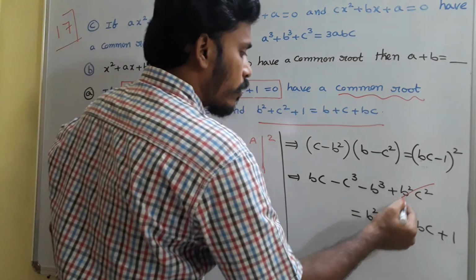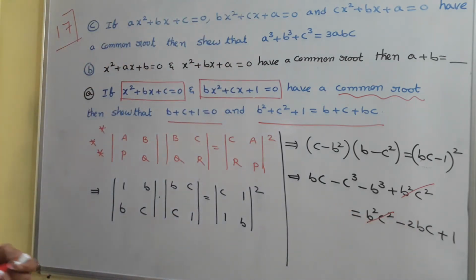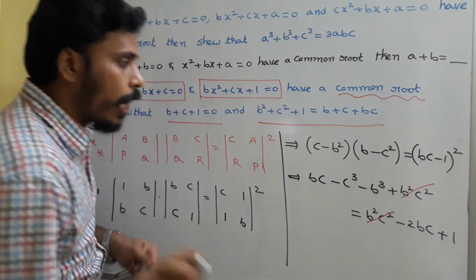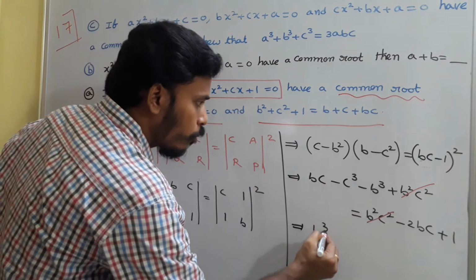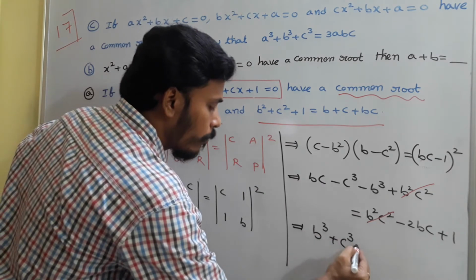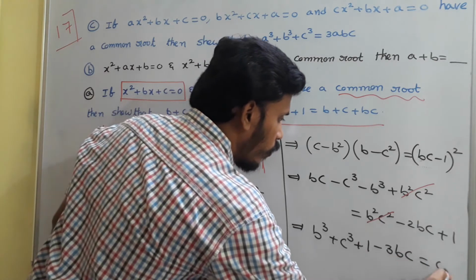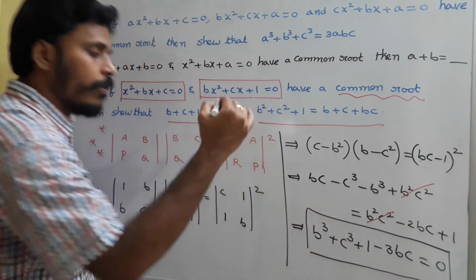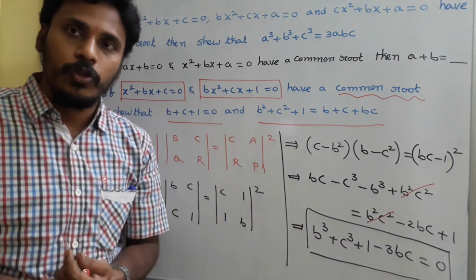This b square c square and b square c square get cancelled, right? And then I will rearrange it. How can I rearrange? Just have a look. Now this implies, I will send everything to that side: b cube plus c cube plus 1 minus 3bc equals 0. Just pay attention to this particular statement. b cube plus c cube plus 1 minus 3bc equals 0.